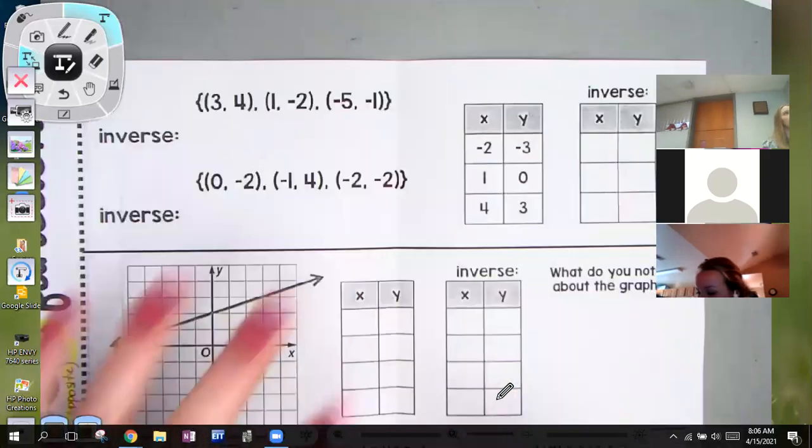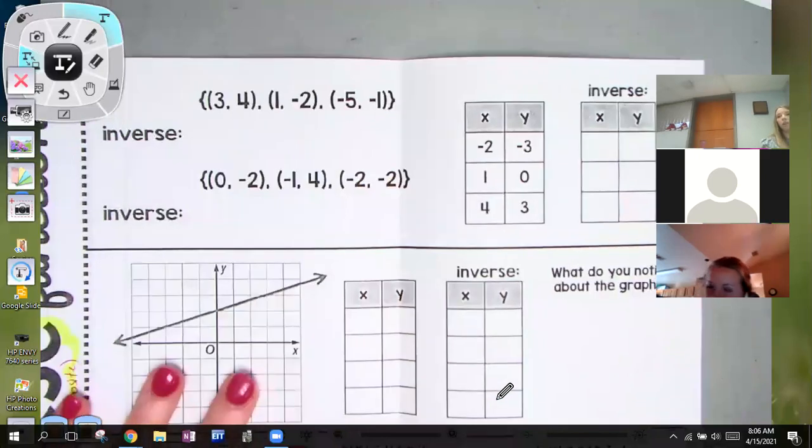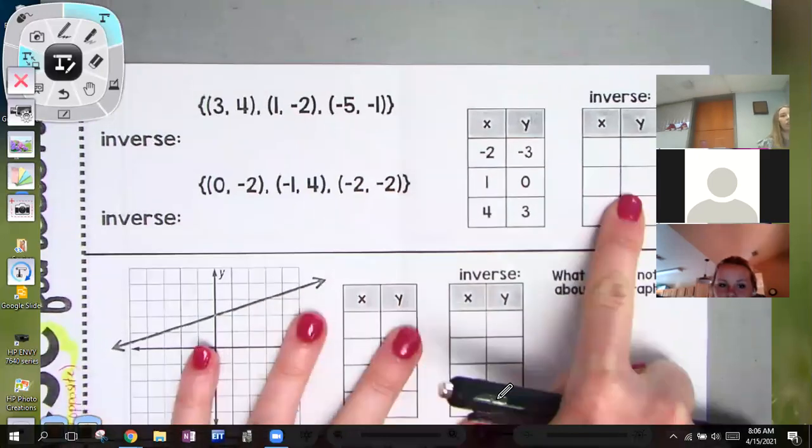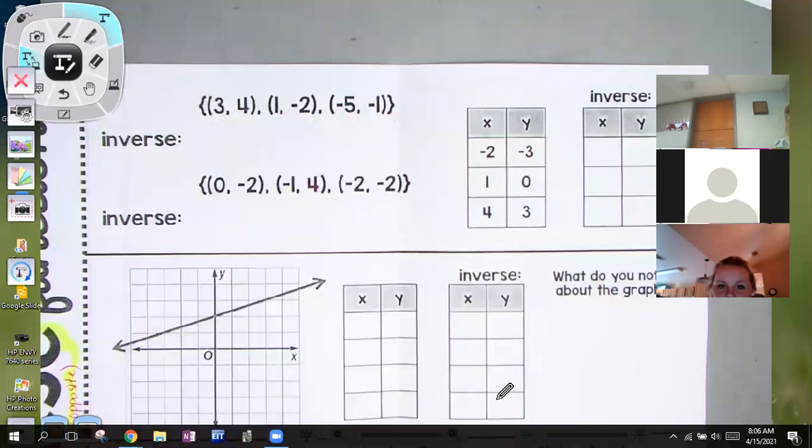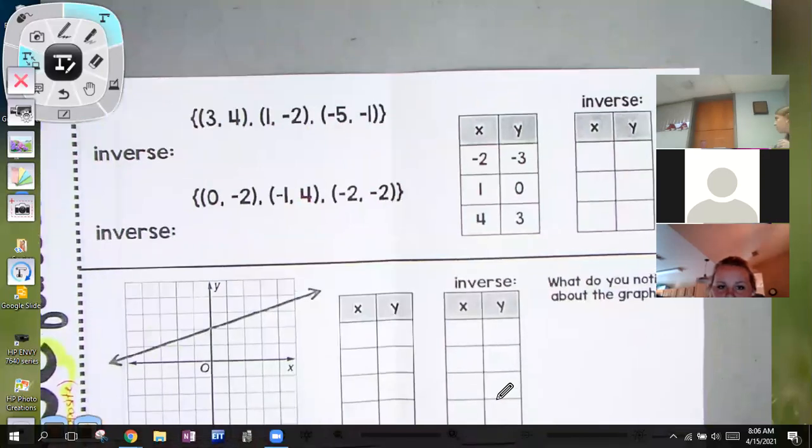So here's some examples. I opened up my little packet and I'm looking at this top section here. We're just going to practice that a couple of times. And it is simply as easy as it looks.